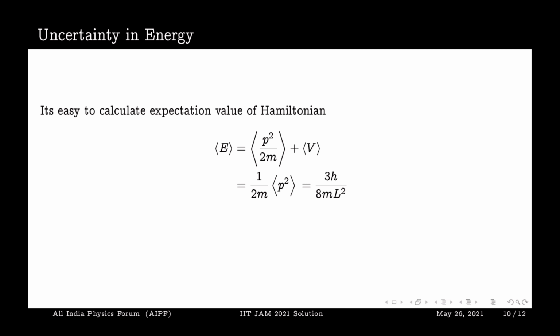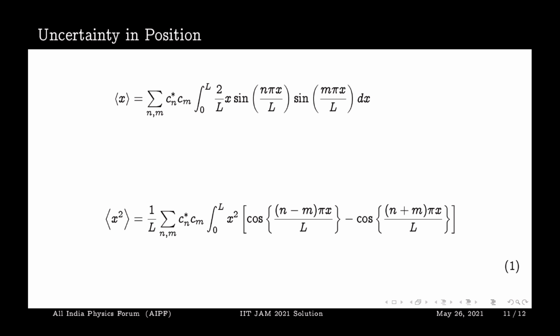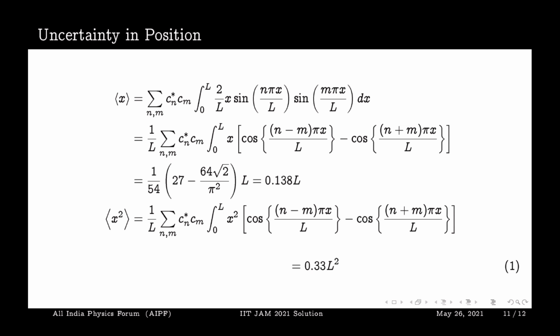We have solved up to now, and you are able to answer the MSQ problem. But let me show you the expectation value of position and the expectation value of the position square. The expressions have been given here. I will not do the whole calculation here, but I can give you the results. So the results will be like that. You can check that the expectation value of position will be around 0.138 of L, and the expectation value of x square will be around 0.33 of L square. So obviously the uncertainty in position will not be 0, remember it.